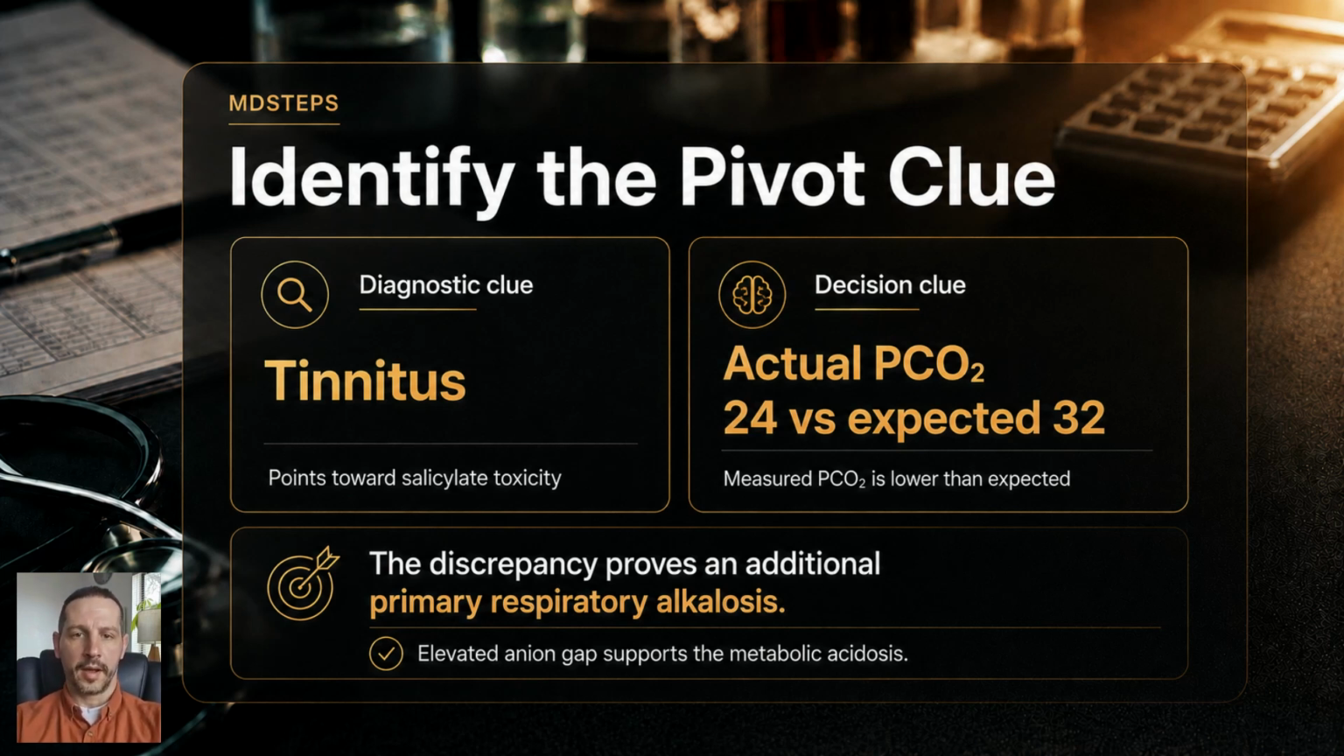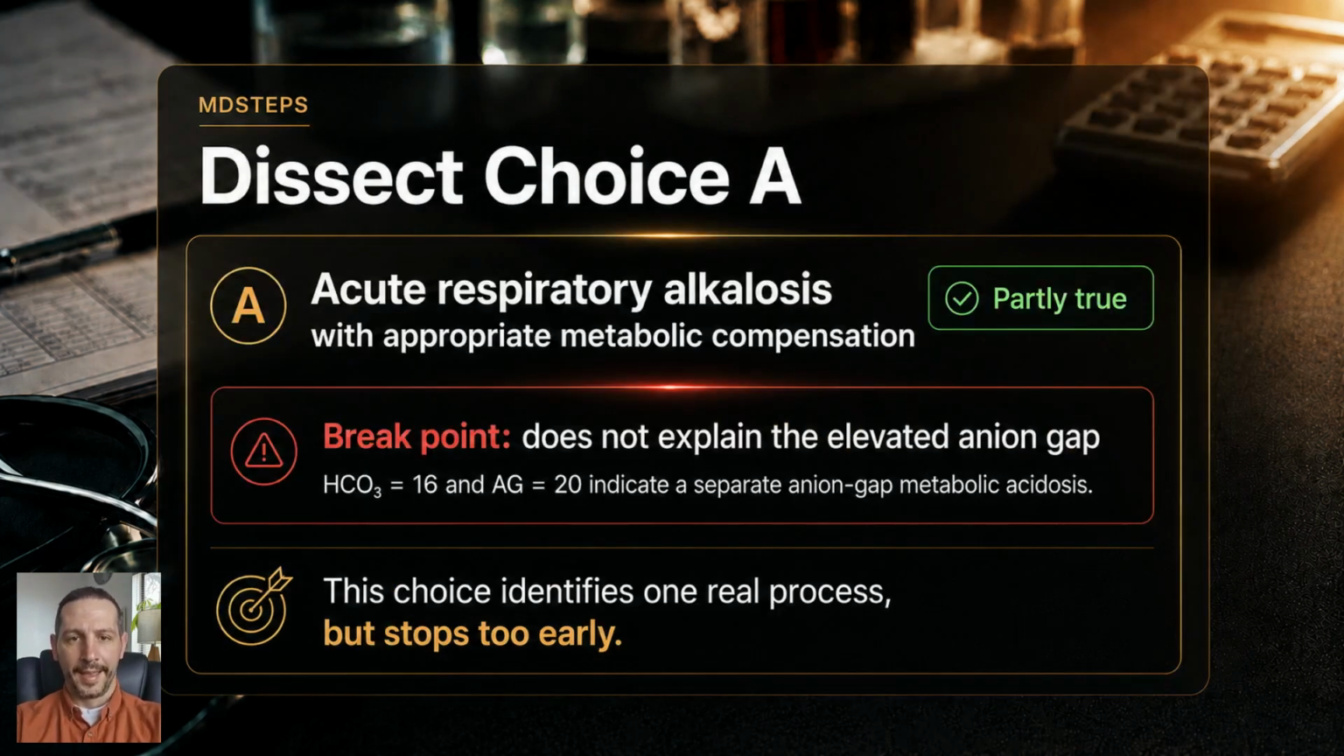The elevated anion gap is another critical clue because it shows that the low bicarbonate cannot simply be dismissed as compensation. Choice A is acute respiratory alkalosis with appropriate metabolic compensation. This is probably the strongest distractor. It is tempting because the patient is tachypneic, the carbon dioxide is low, and the pH is alkalemic. All three findings support respiratory alkalosis.